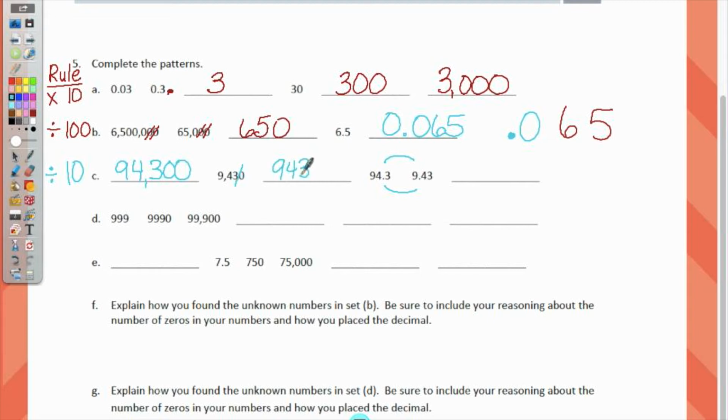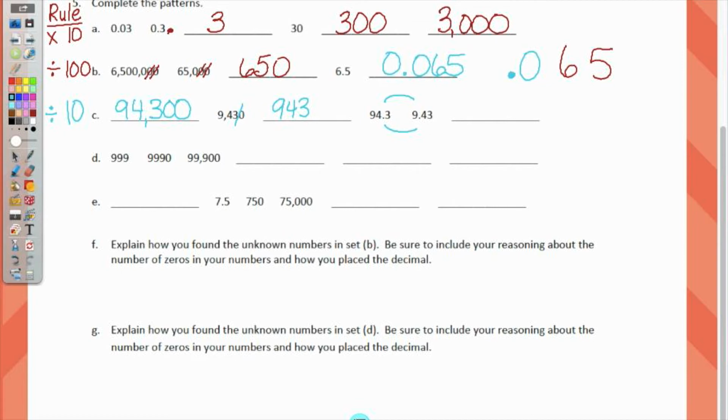943. Okay. What strategy here? Decimal. Okay, so write this on your iPad. 9.43. Then change the color of your pen. And we're dividing by 10. So which way? Left. How many? 1. Then you erase. Then you write it down.